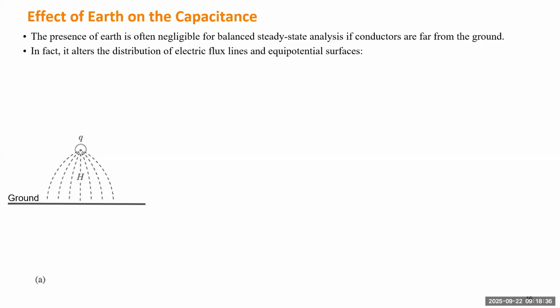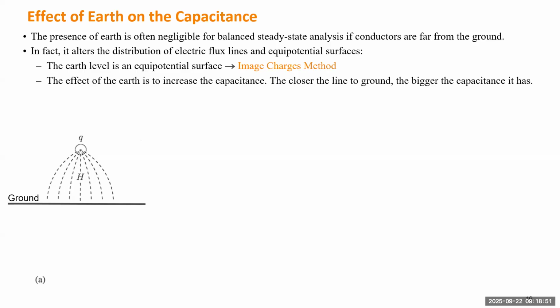So the method is called the image charge method. The image charge method means that instead of considering just a single conductor in this more complex electric field, we add another conductor as the image of this conductor.